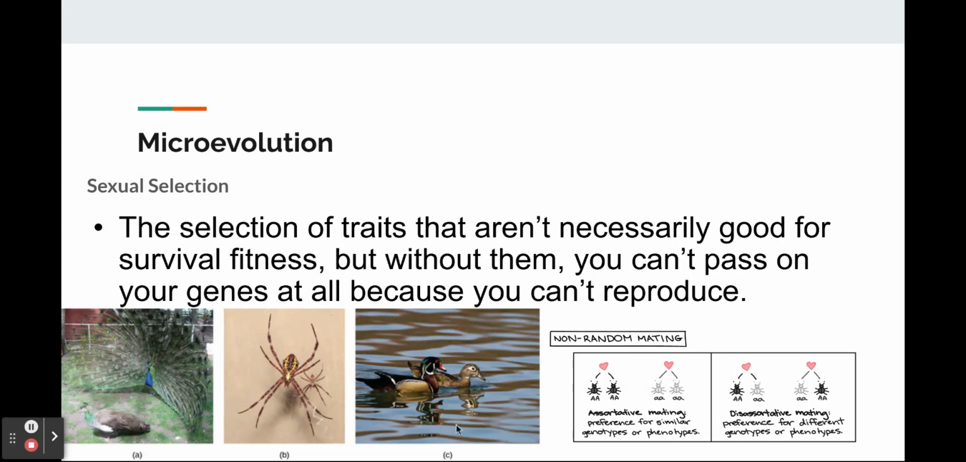Same if we're looking at ducks. So the male ducks have these nice, bright, pretty colors, but that's because the females choose for it, not because it's going to help them survive. So this does not increase the survival, but it will increase the reproductive rate.